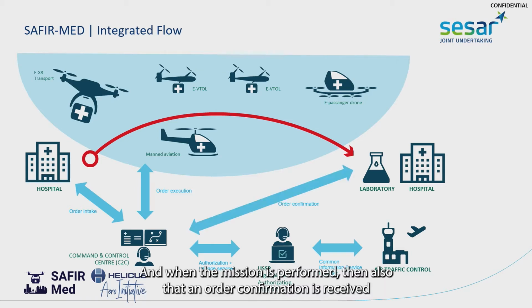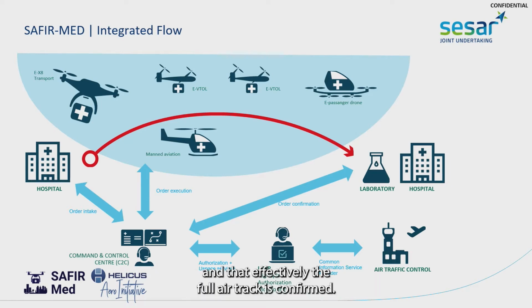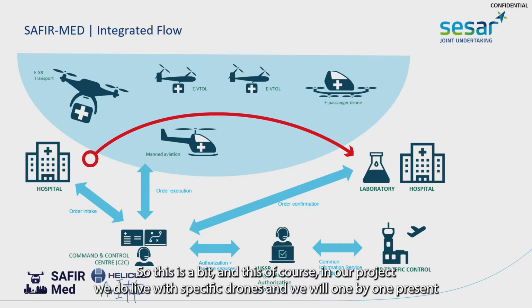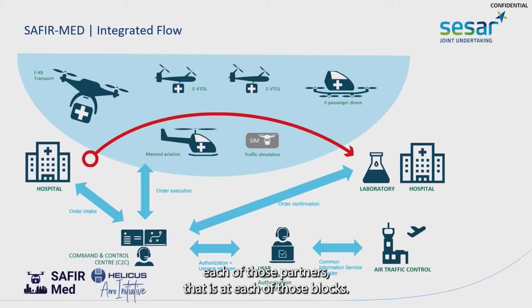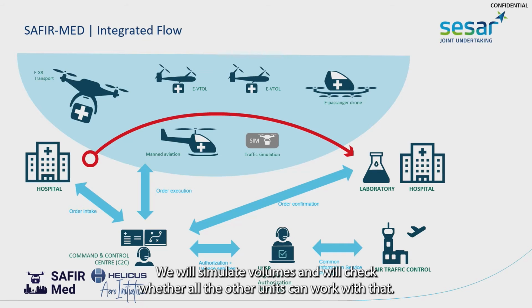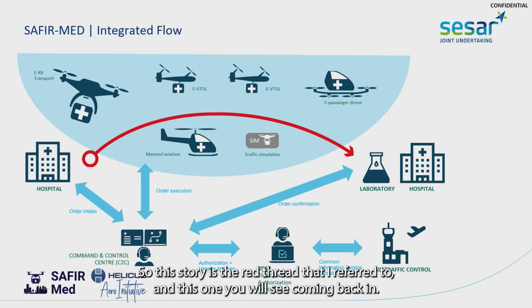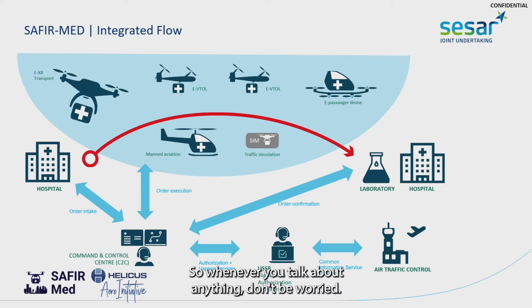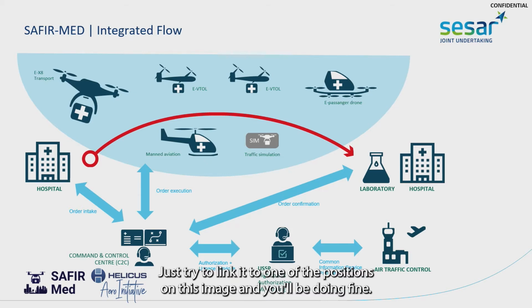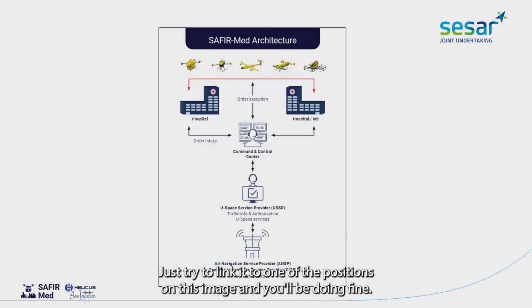When the mission is performed, an order confirmation is received and the full air track is confirmed. In our project we live with specific drones, and we'll present one by one each of the partners at each of those blocks. We also have traffic simulation, so we'll simulate volumes and check whether all the other units can work with that. This story is the red thread that I referred to, and you will see it coming back. Whenever you talk about anything, don't be worried. Just try to link it to one of the positions on this image, and you'll be doing fine.